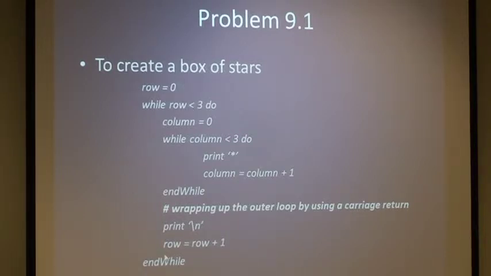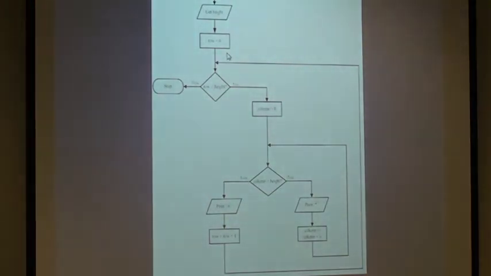This is the outer loop: while row is less than 3, and while is the outer loop. Each time, column is set to 0 and you do the inner loop 3 times. So this simply says go to the next line, the new line character. It's used in C, C++, many other languages, Java perhaps. So this is the pseudocode, and this is the corresponding flowchart. As you can see, the inner loop is here and the outer loop is here.